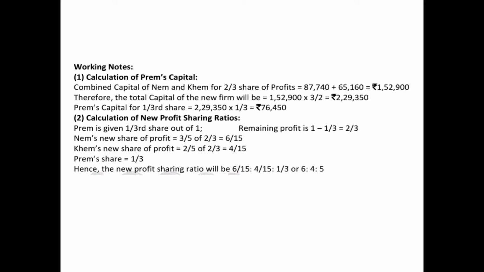So the total capital of the old partners for calculating the new partner's capital is 2,29,350. So we will calculate Prem's capital on this firm's capital by multiplying it with his share, that is 1/3, which will come to 76,450. So that means the new partner is required to bring rupees 76,450 as his proportionate capital.